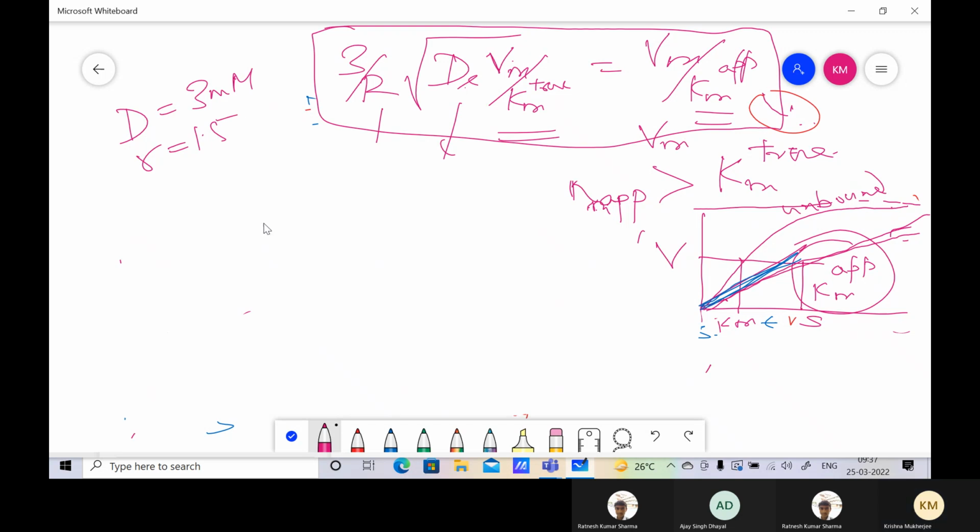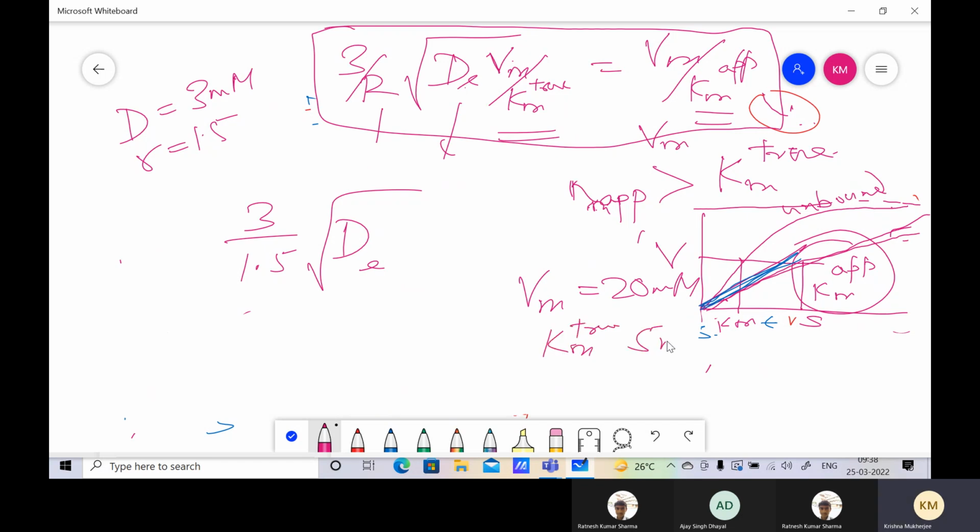So 3 by 1.5 root DE, and let us say what was the value. I said suppose I found out that Vmax was 20. Remember 20, let's take the old ones, and Km apparent we have discovered. Km true was 5. Remember that is what I chose. So what do you get? DE, 20 by 5 and so on and so forth is equal to, let us say we find out the velocity, and that is Vm by Km.